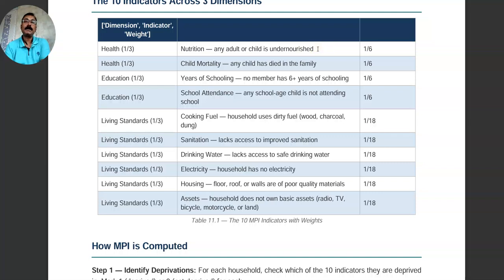The questions will be binary type. The response will be binary type, that is yes or no. So, does the household have any adult or child who is undernourished? Yes or no. Similarly, has any child died in the family? Yes or no. In this way, through a yes or no binary response variable, we need to collect the information.